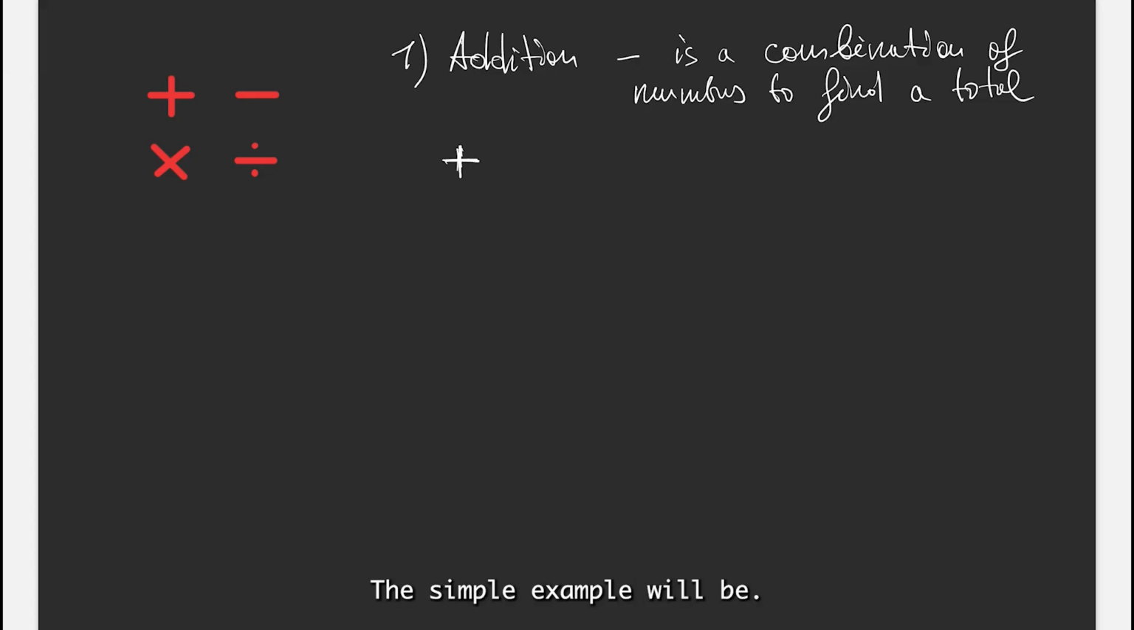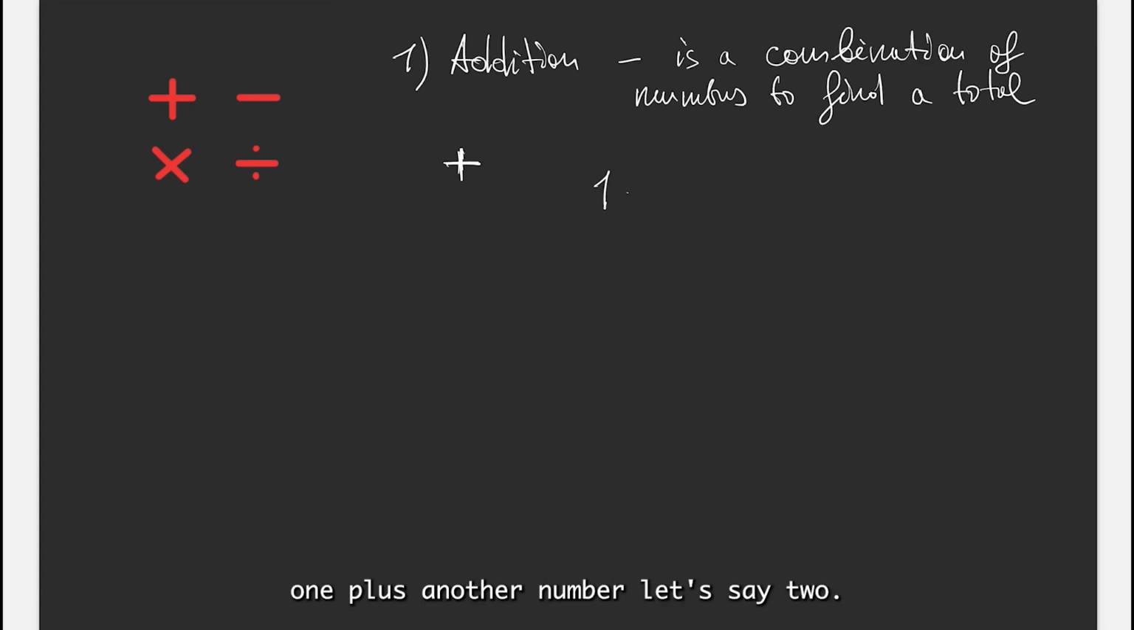A simple example would be, we have a number, could be 1 plus another number, let's say 2. And when we add those numbers, 1 plus 2 equals, right, 3. But because we all like examples, let's use an example with objects.